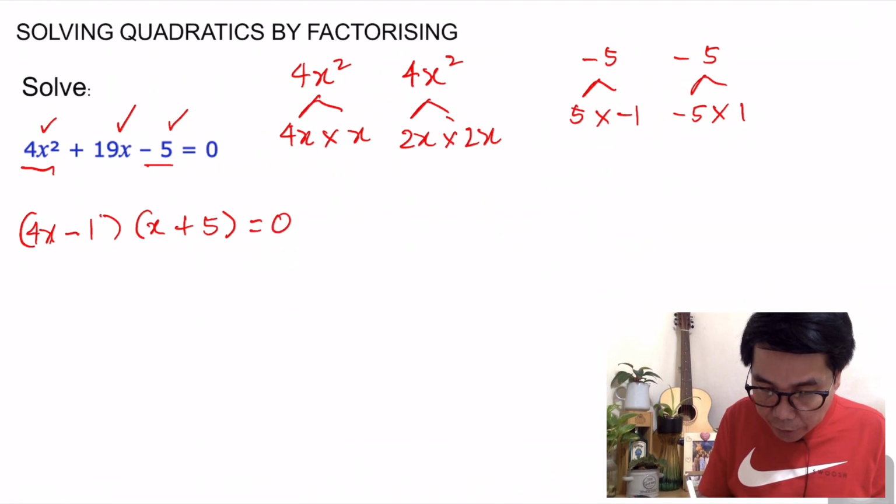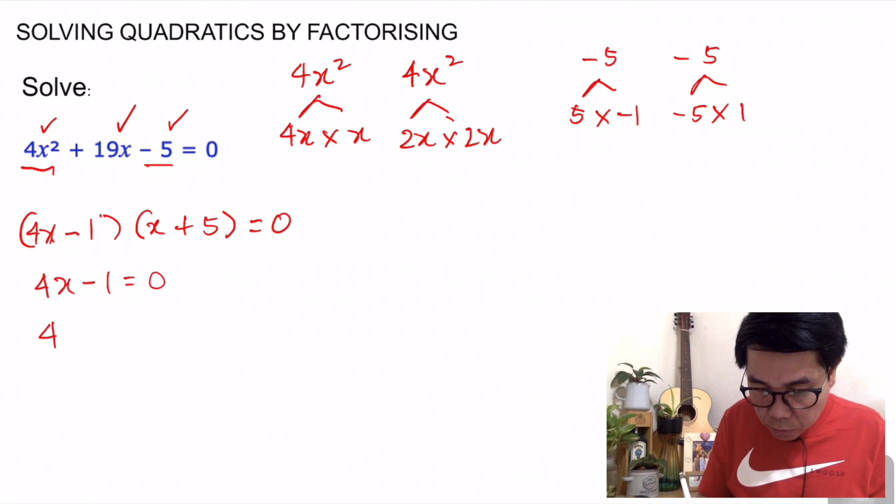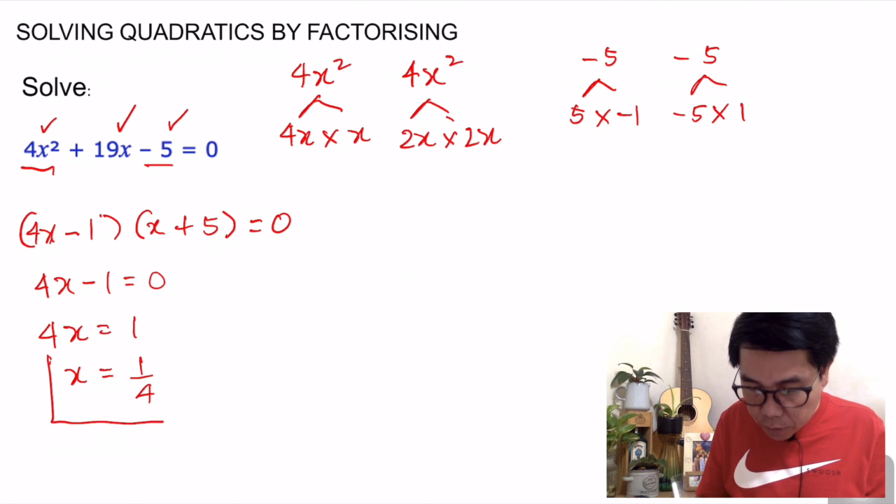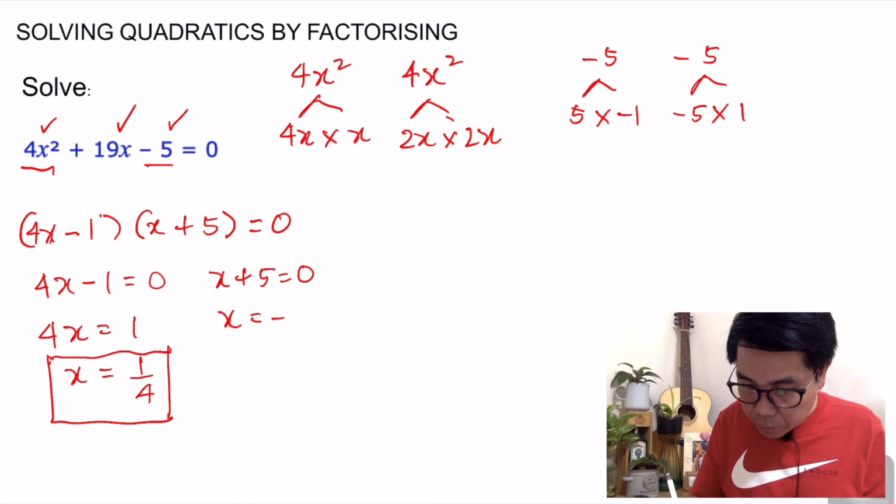So 4x minus 1 equals 0. Then we have 4x is equal to 1, and then x is equal to 1/4. Okay, so this is one solution. For the other solution, we have x plus 5 equals 0, then x is equal to negative 5. Okay, this is our solution.